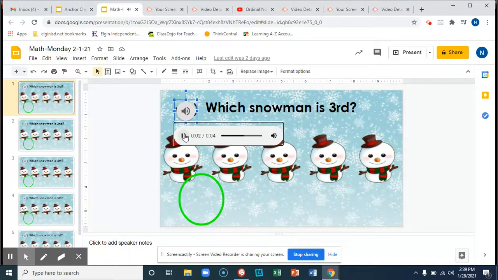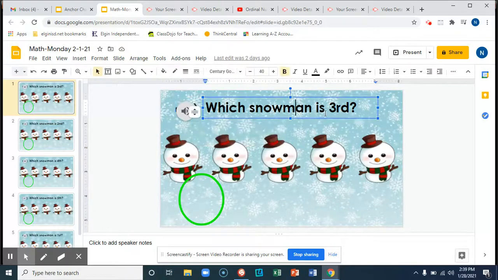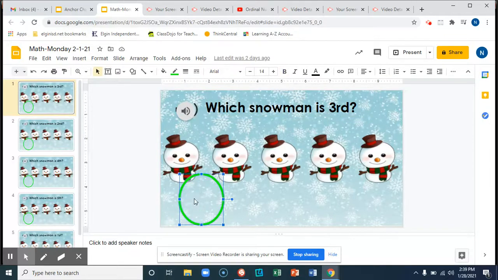Which snowman is third? Okay, so I'm not sure if you were able to hear it, but I could hear it. It says, which snowman is third? And you have a circle or an oval here, and you're going to move it to the third snowman. So he is first, he is second, and he is third. Remember, first, second, third, fourth, and fifth. That's third. So you will move your circle right there.